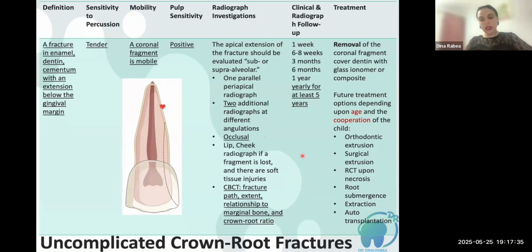We can later on reshape the tooth. A premolar, for example, we can remove the palatal cusp gradually to prevent exposure of the pulp. And in these cases, we need most of the time to apply a root canal treatment for the autotransplanted teeth after 2 weeks of splinting. And autotransplantation is a valid option in most of the upcoming fractures to be discussed.